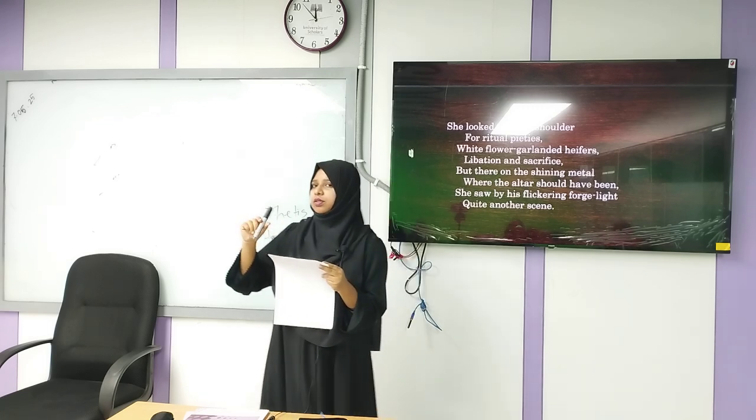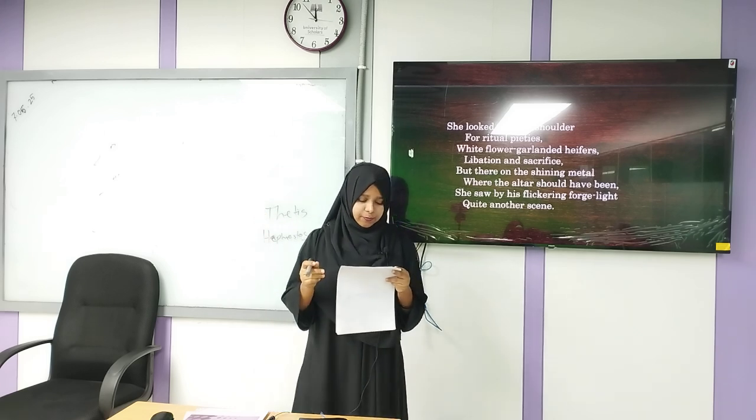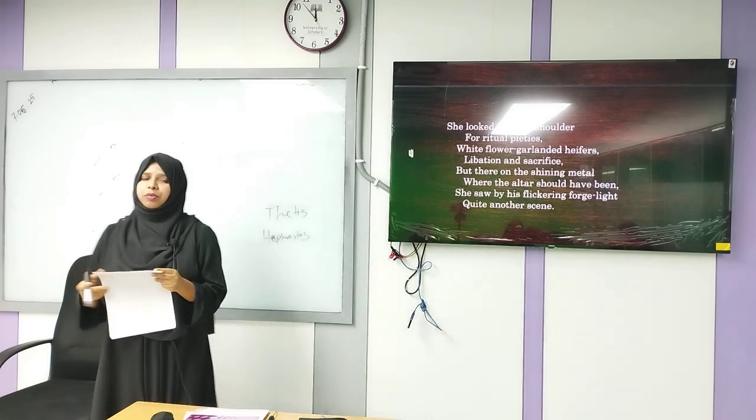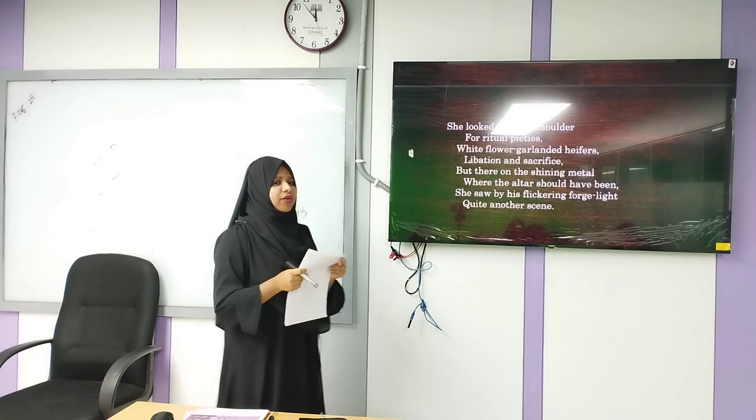She again tried to look for something, for ritual pieties, like some religious events she is looking for in this very shining metal. White flower garlanded heifers, like there will be a cow with a white flower garland, a mala or something like that, which is ready for libation and sacrifice. Libation means to bathe the thing with something, maybe with wine. And sacrifice?